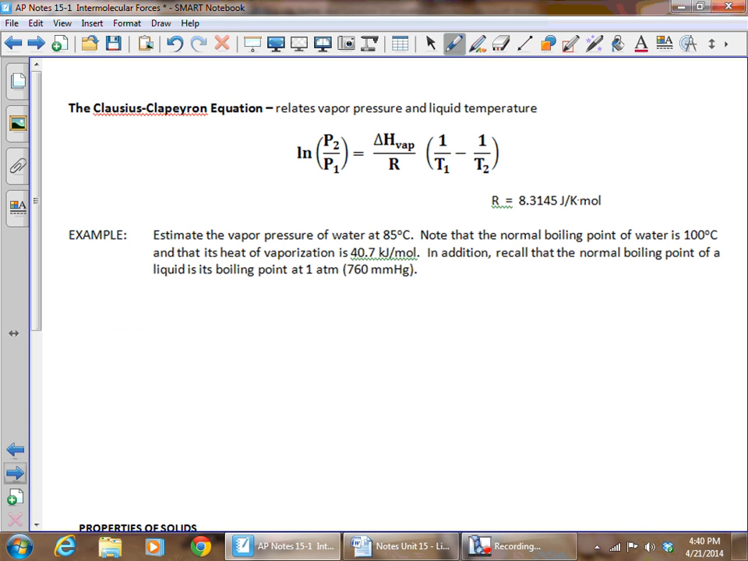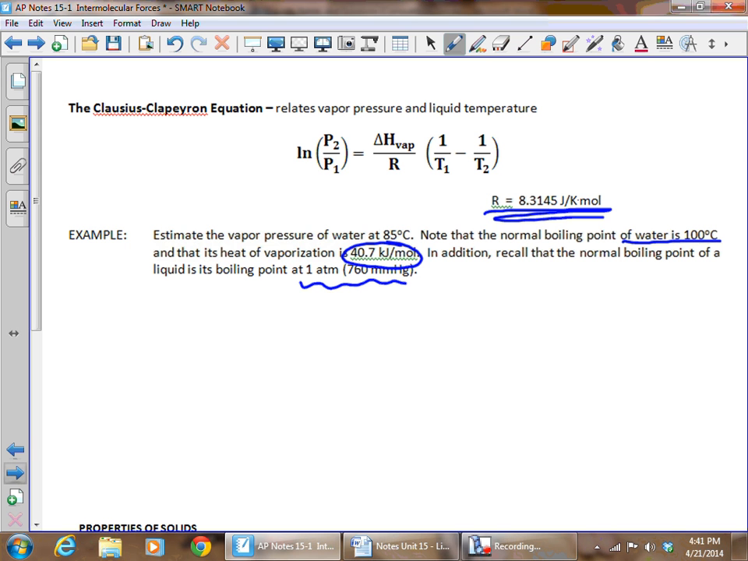The Clausius-Clapeyron equation relates vapor pressure and liquid temperature. And we also have the heat of vaporization involved in this. It says to estimate the vapor pressure of water at 85 degrees Celsius. We're going to note that the normal boiling point of water is 100 degrees Celsius at 1 atmosphere. And the heat of vaporization for water is well known. If you look it up, it's 40.7 kilojoules per mole. And R is going to be the joule per Kelvin mole R value.